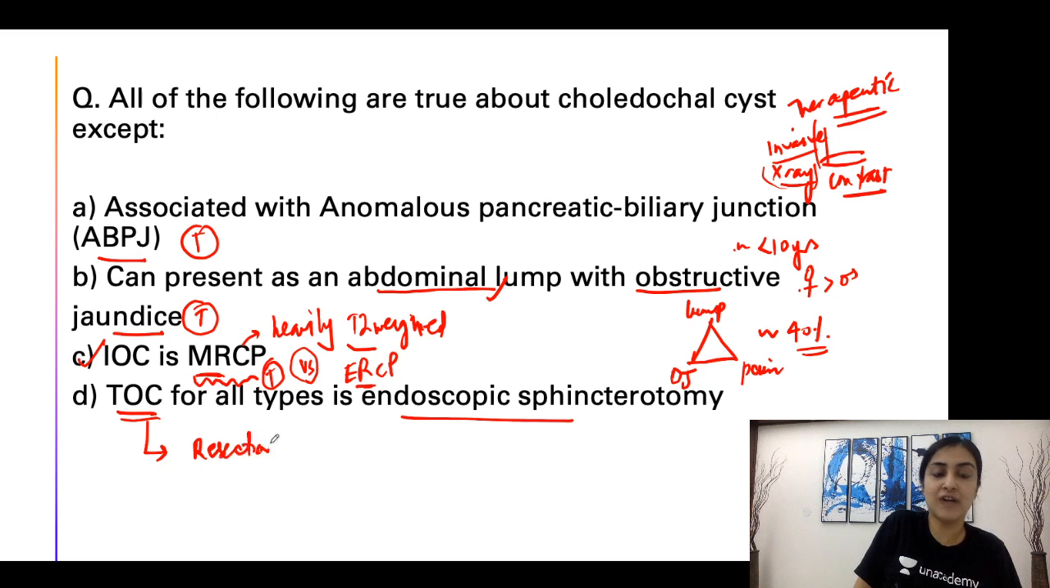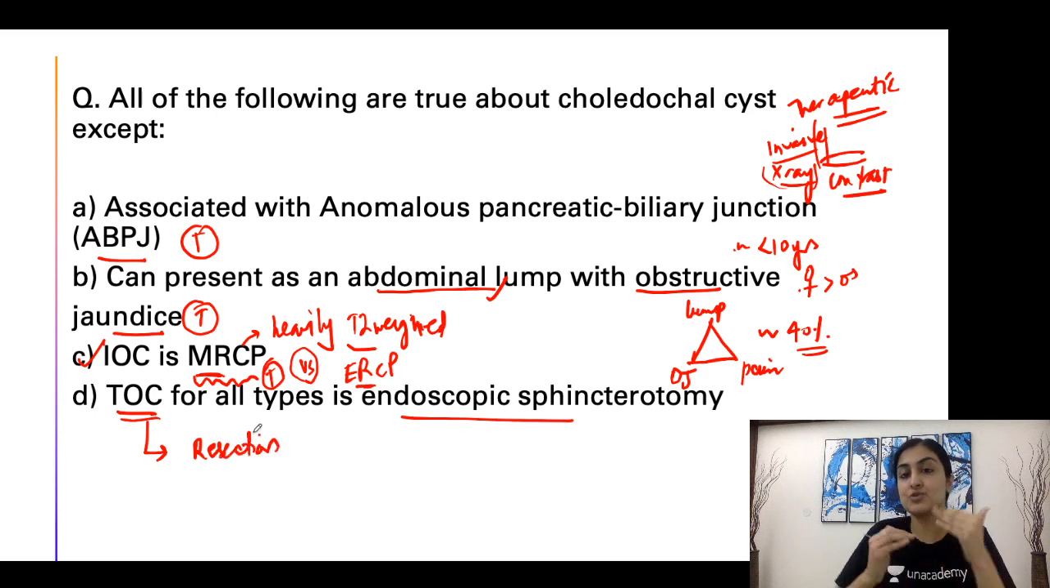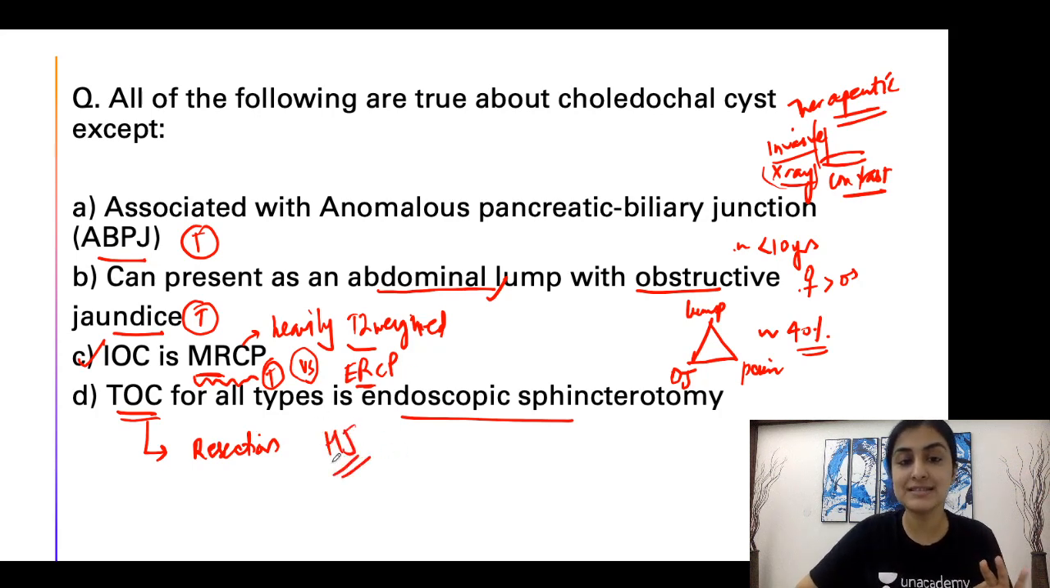So we have a large choledochal cyst which is formed. I would want to resect it and then do a Roux-en-Y hepaticojejunostomy. So this is the treatment of choice for most types. There is only one type for which the treatment will be endoscopic sphincterotomy. So to know that, we need to know the types of choledochal cysts, correct?